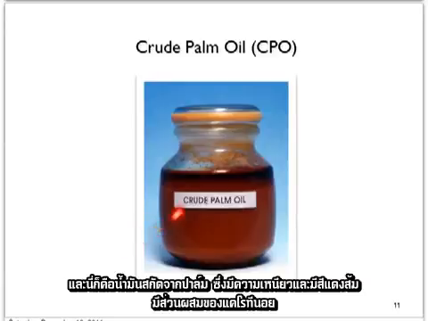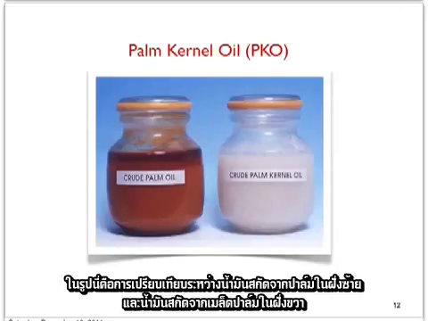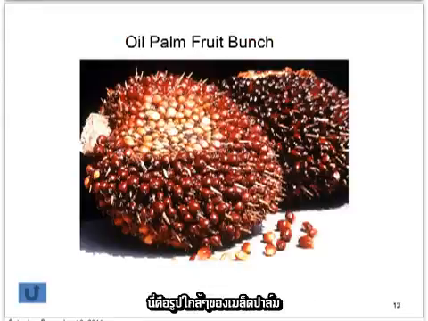And this is how the crude palm oil looks. It's quite thick and viscous with a red or orange color. Actually it contains a rich amount of carotenoids. And in this picture you can see side by side the comparison between the appearance of crude palm oil and the appearance of crude palm kernel oil. And here again, a closer picture of the oil palm fruit bunch. Looks very beautiful, isn't it?